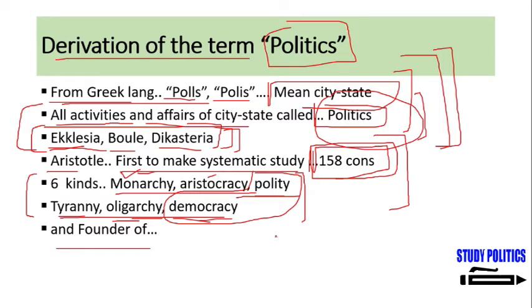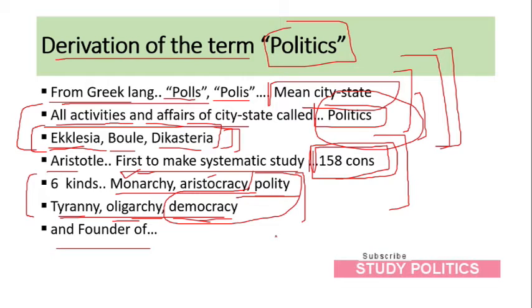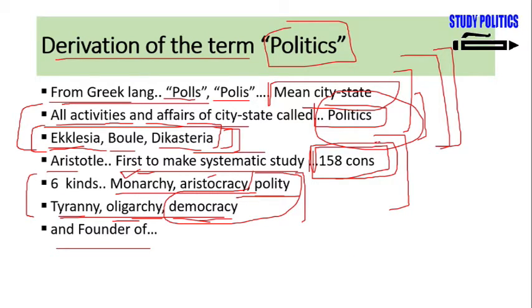This is why Aristotle is widely known as the father of political science, since he was the first to apply the systematic study, or the scientific method, to study the 158 constitutions available to him. So this is how the term political science originated.